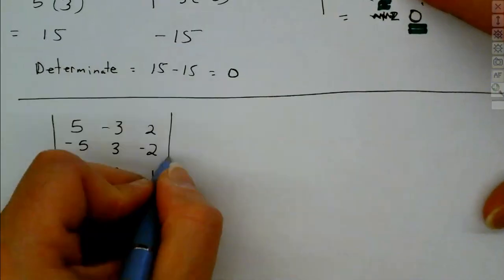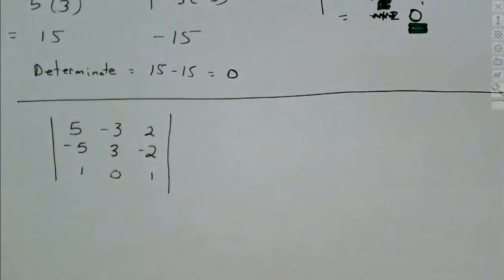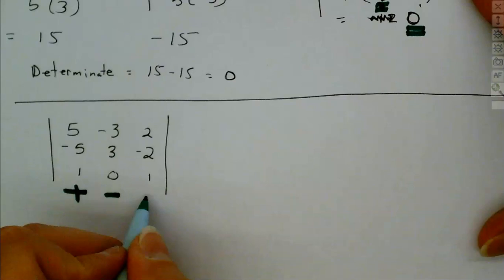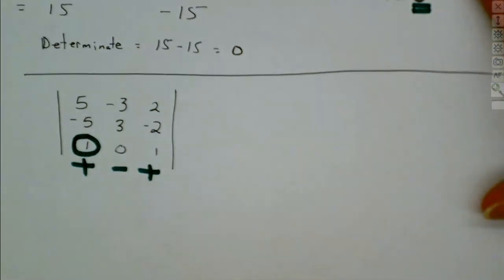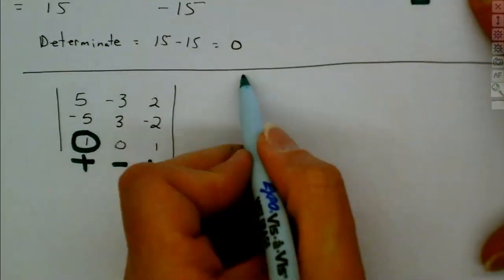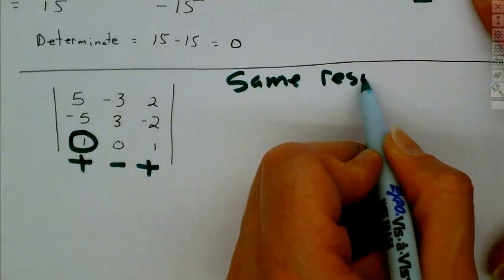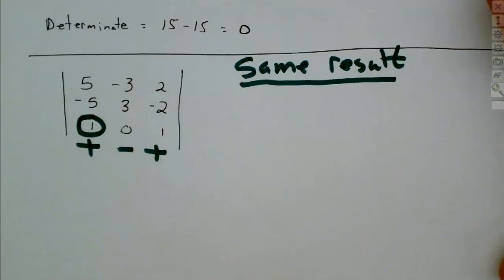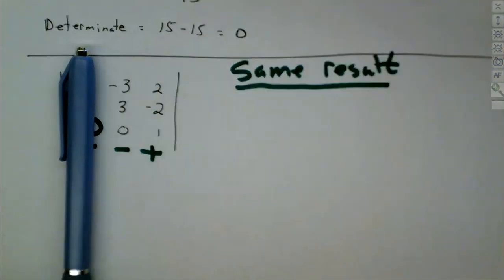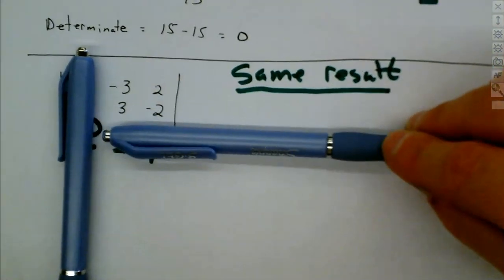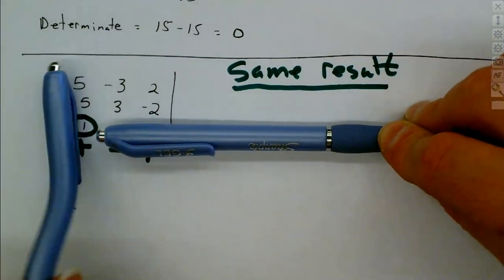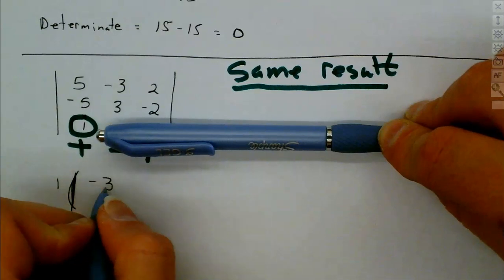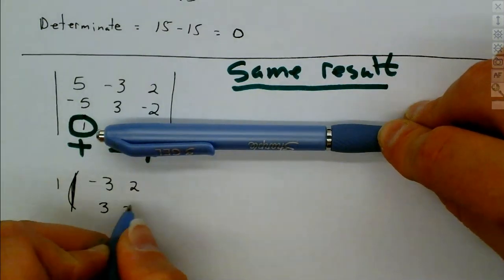Now, again, I'm going to go across the bottom. Plus, minus, plus. So let's get the same result, same determinant. You're going to get the same result. A lot less work this way, though. So let's expand across the bottom. If I expand across the bottom, what is that? That is 1 times the determinant. Yep, 2, 3, and negative 2.